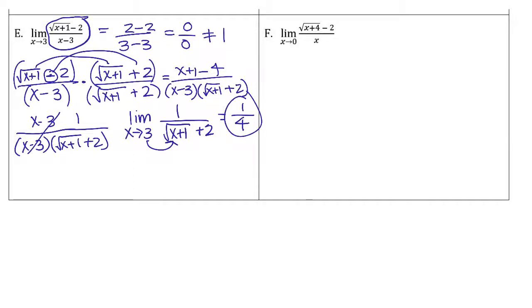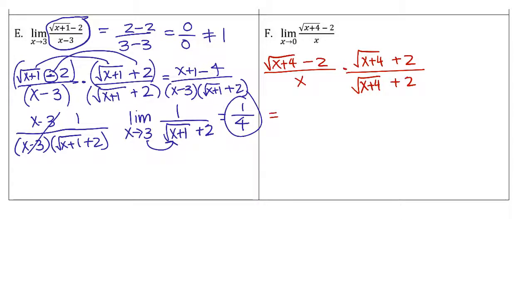Okay, so let's go ahead and do the same thing over here with part F. And again, it does look like that when we sub in, we're going to get 0 over 0. And you can look at it and verify that. And so let's go over and pull this down and do some rationalizing again. And I'm going to multiply top and bottom by the square root of x plus 4 plus 2 over the same amount, x plus 4 plus 2.